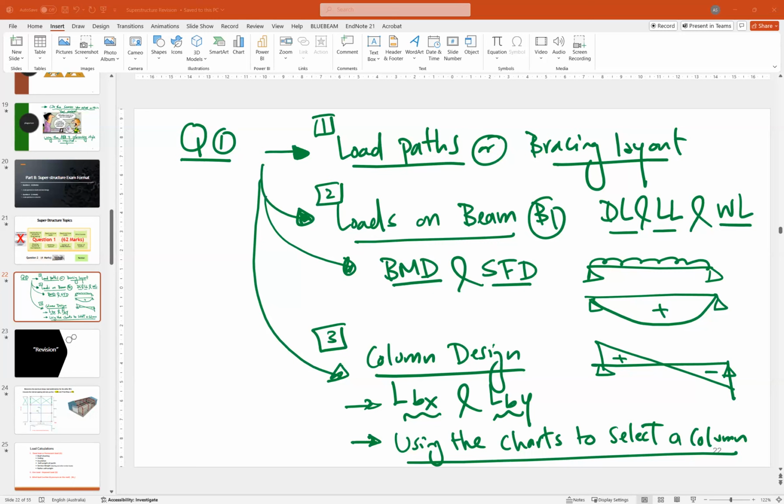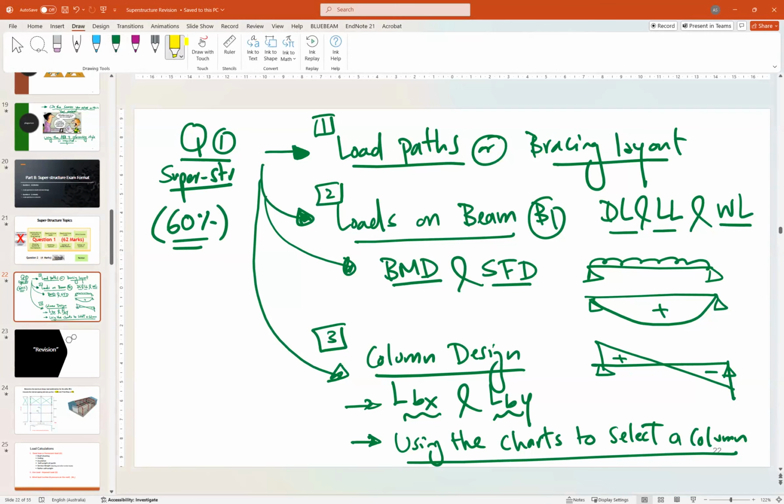Okay, so for the superstructure part, let's say question number one, 60% of the test will be about this topic. The first one is about load paths or bracing, and this part of the course.